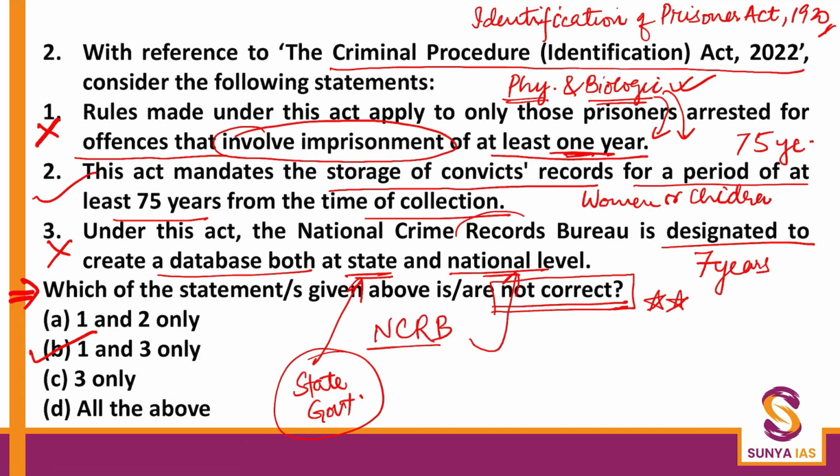And about the records, the records need to be destroyed in case any person who has not been previously convicted of an offense is released without trial or discharge. If the person has been released without trial, in that case, the records need to be destroyed also before 75 years. Got it?